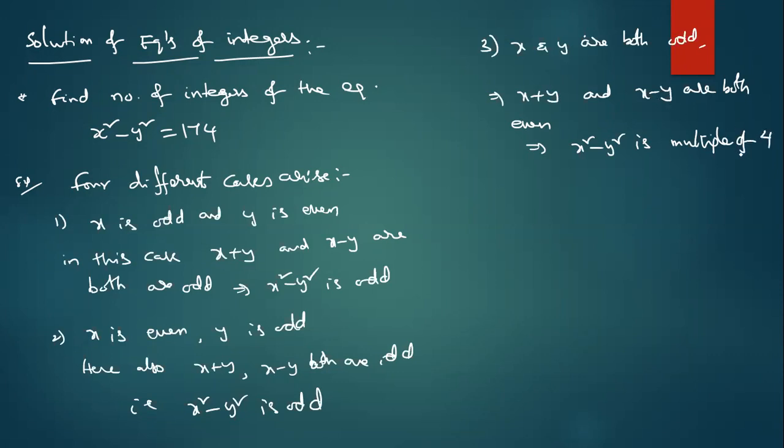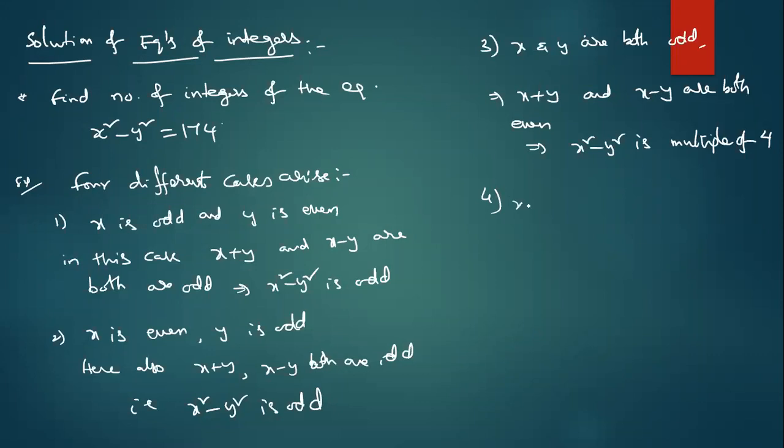Can you accept this point? This is an even number, and this is an even number, but multiplying these two, the result should be a multiple of 4. But this is also not possible. Why? Because 174 is not divisible by 4. What is the divisibility rule for 4? For any number, the last 2 digits must be divisible by 4. So this is also not possible.